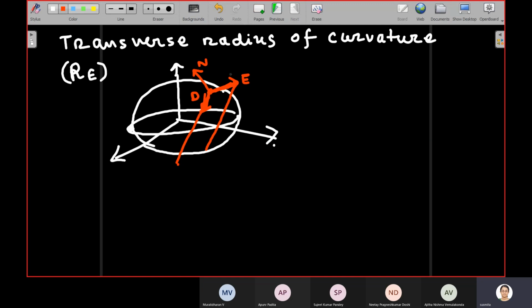Now, see, whenever we are defining the radius of curvature, it is always along the down axis. Why? Because by definition, the radius of curvature must be normal to the surface of interest. Here, the surface of interest is the ellipsoid, and the down axis is actually the local vertical. It's normal to the ellipsoid. So the radius of curvature is always defined along the down axis. That's why we cannot take a section in the east-west direction that does not contain the down axis.